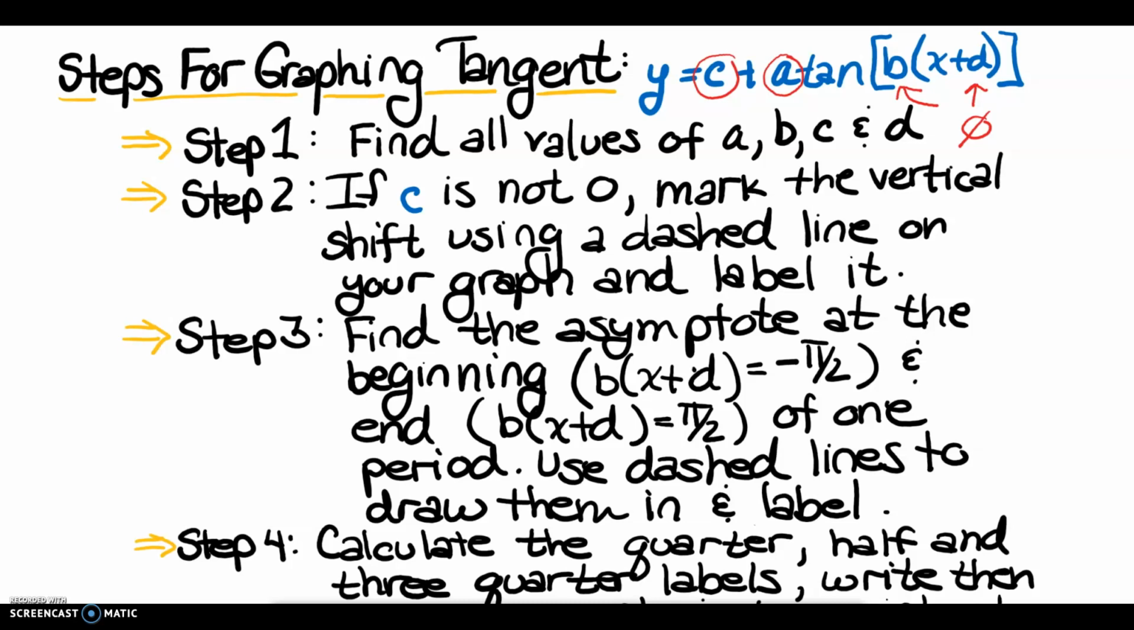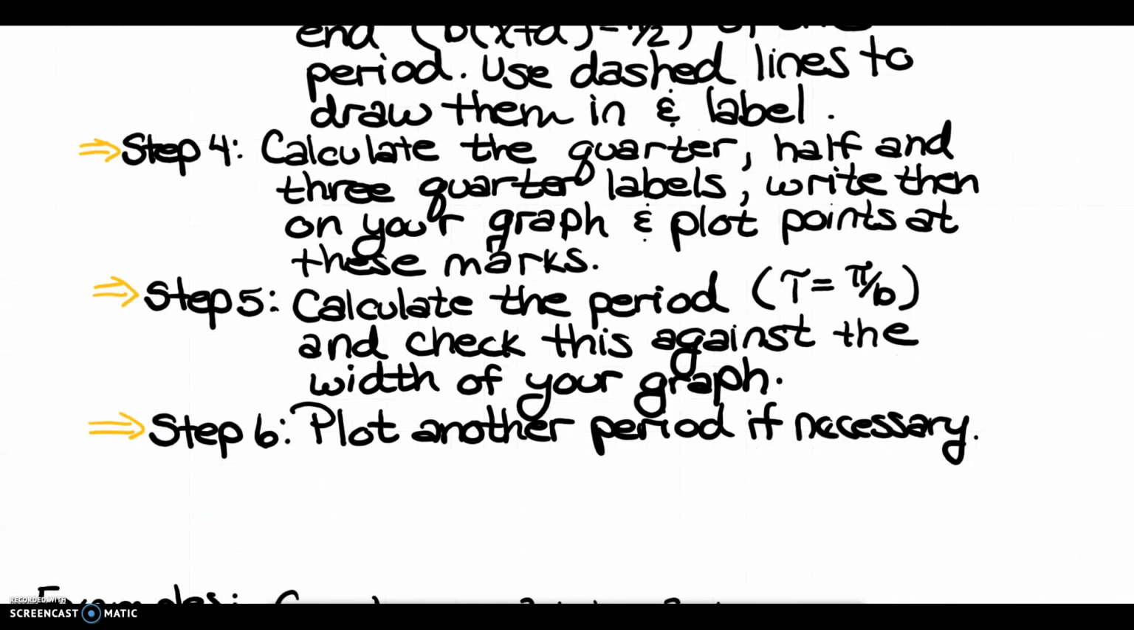Because that is where our asymptotes will be. And we need to draw our asymptotes in. Once we find the beginning and the end, those will be our asymptotes. Draw those in using a dashed line and label them with their equations.